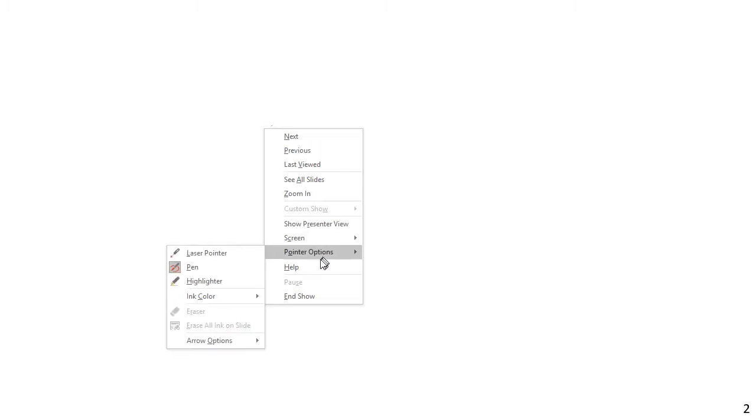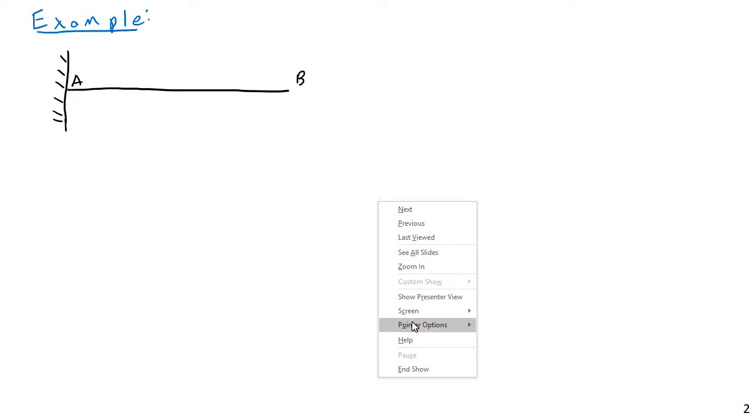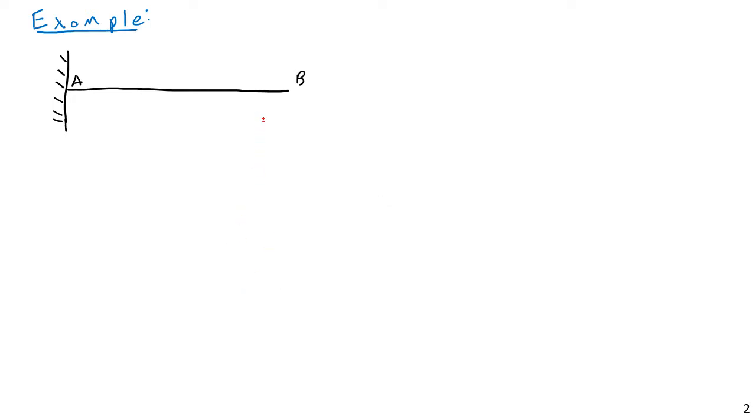So let us work through this example here. Let us consider this example. So we have this, and we have ends A and B, and we have a load, 50 kips. We have a 50 kip point load at the end.